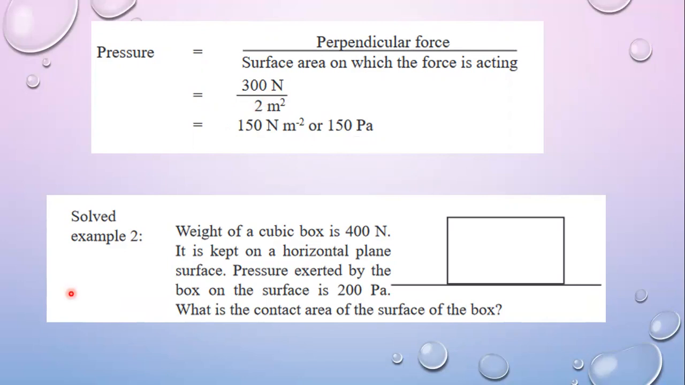Solved example 2. The weight of a cubic box is 400 Newton. It is kept on a horizontal plane surface. The pressure exerted by the box on the surface is 200 Pascal. What is the contact area of the surface of the box?